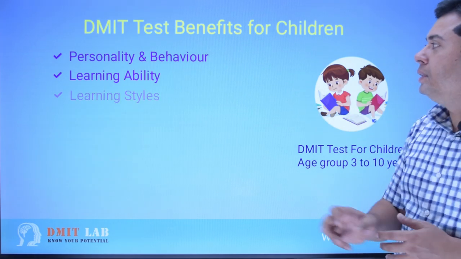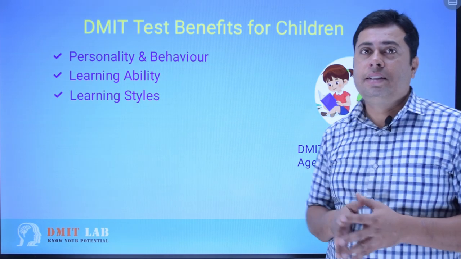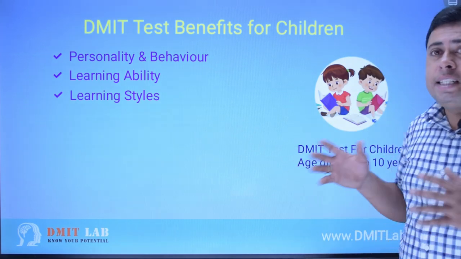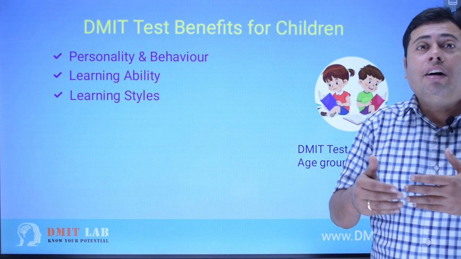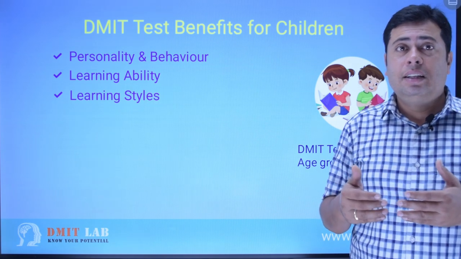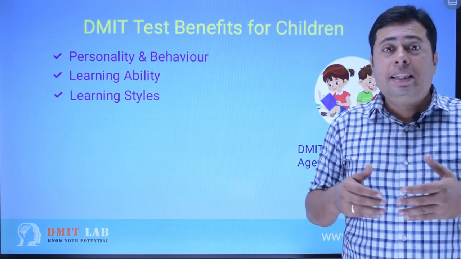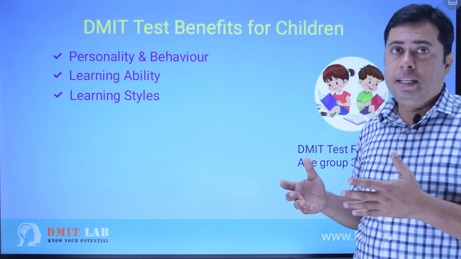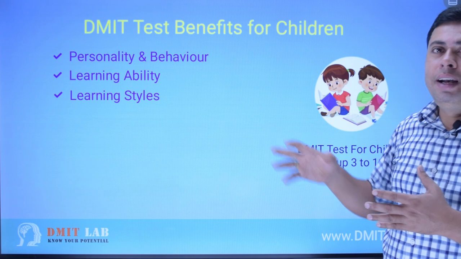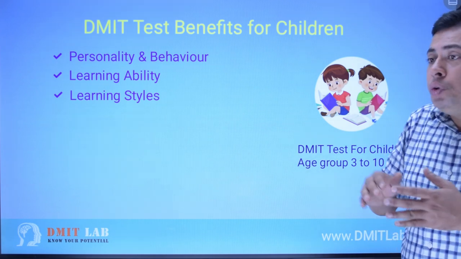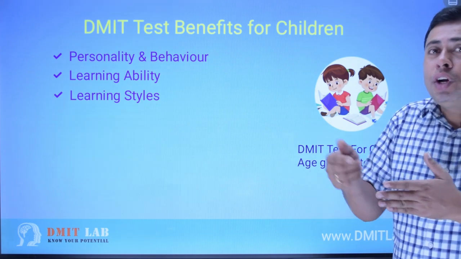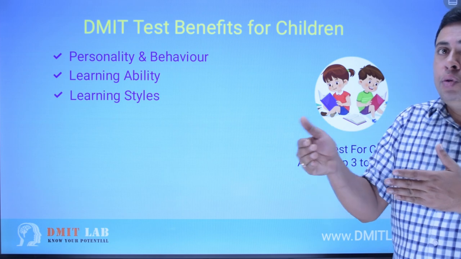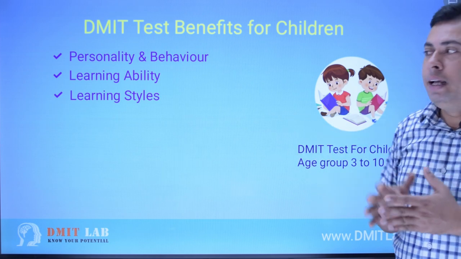Now next comes the learning styles. Every child has their own way of understanding things, which is called learning style. They understand with different styles of learning: auditory, visual, kinesthetic. Once you know your child's learning style, you can work on it so that they understand more, and by that you can improve their learning ability.